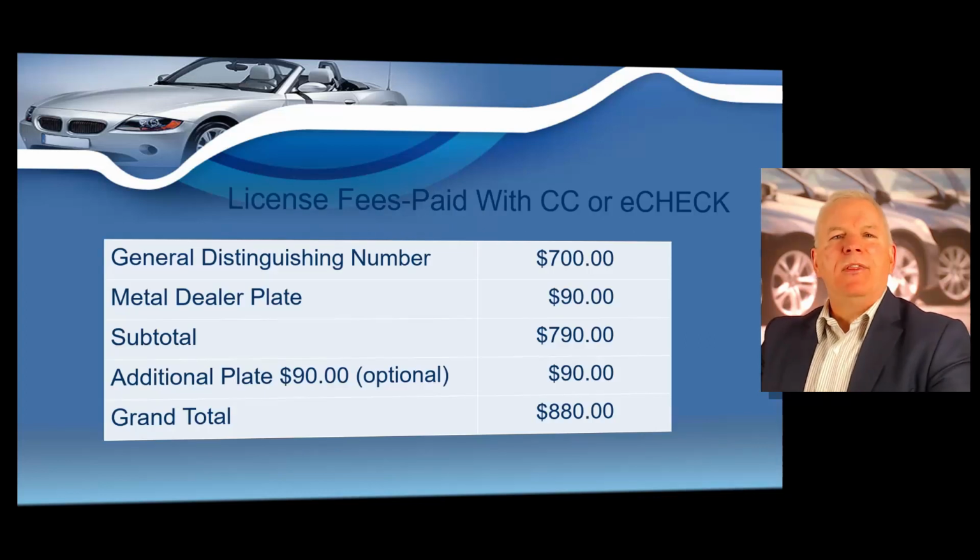Licensure fees. The fees for your dealer license are listed here. This example shows fees that include one optional metal dealer plate. You will be able to pay for your license securely with a credit card or e-check. Most, but not all GDN dealers may receive up to 2 dealer plates. And there you can see the general distinguishing number fee is $700. Metal dealer plate fees are $90. And we will cover this extensively here in just a little while.